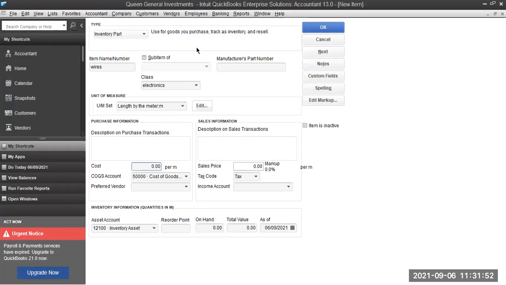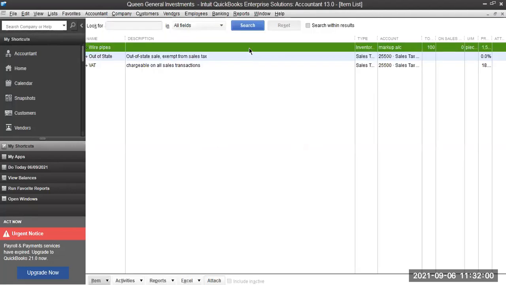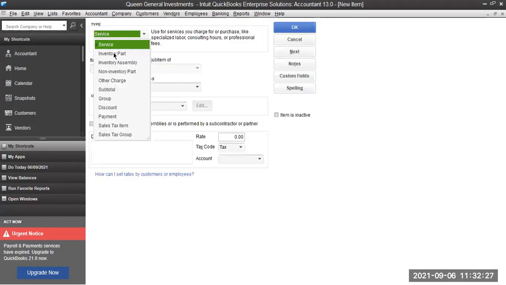Okay, let me repeat. I said that we are capturing a new item, and that new item is called wires. So to capture that, we come back to our items here, go back to the item list, then we capture a new item. We select new, inventory part, because the wires follow under inventory.